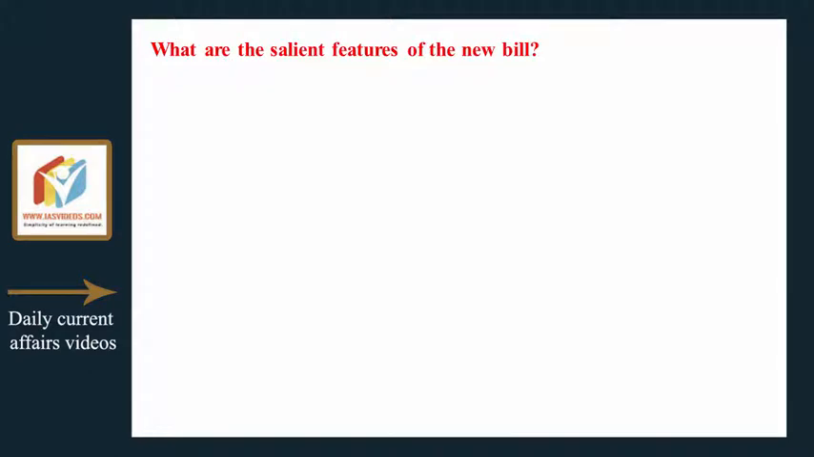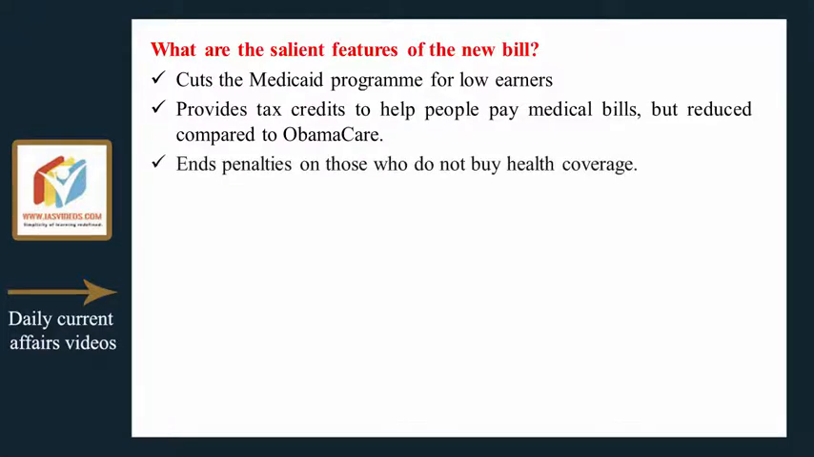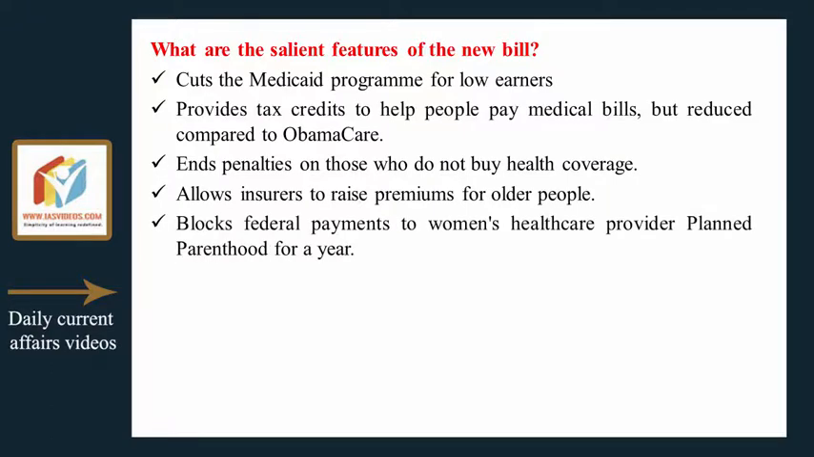What are the salient features of the new bill? Cuts the Medicaid program for low earners, provides tax credits to help people pay medical bills, but reduced compared to Obamacare, ends penalties on those who do not buy health coverage, allows insurers to raise premiums for older people, blocks federal payments to women's healthcare provider Planned Parenthood for a year.